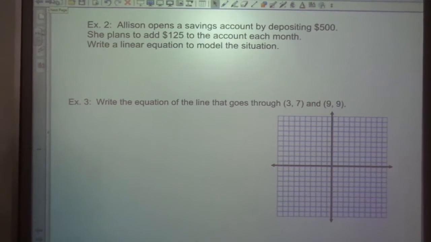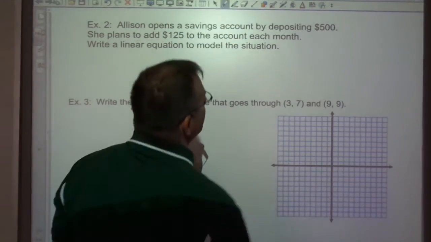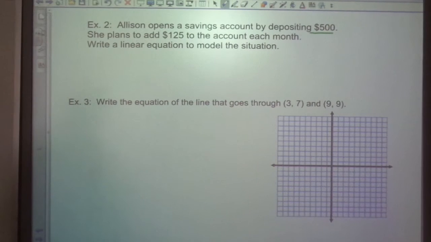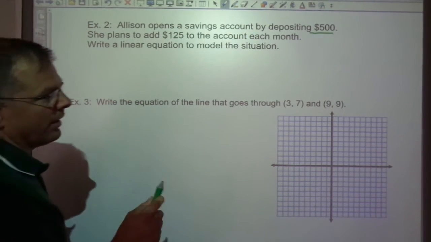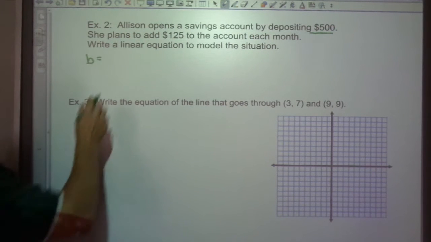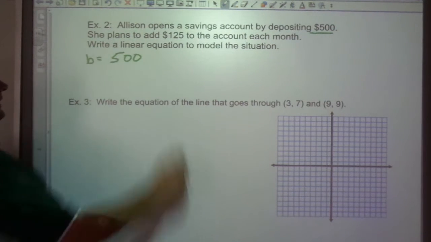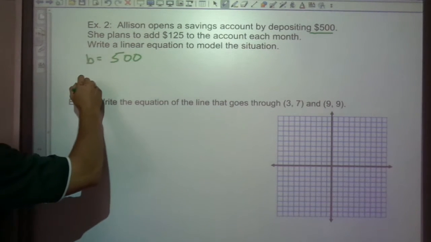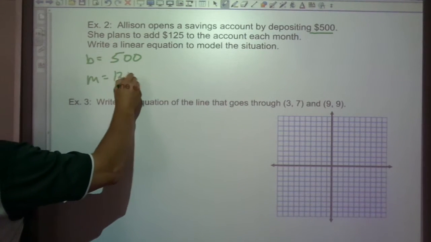Allison opens a savings account, very smart, by depositing $500. She plans to add $125 to the account each month. So the question is, is this $500 the amount it's going up, or is it the starting amount? Hopefully you can realize that is the starting amount. So that is our b term. That is where it's crossing the y-axis. That's our beginning amount. And then the slope, it's going up $125 each month.